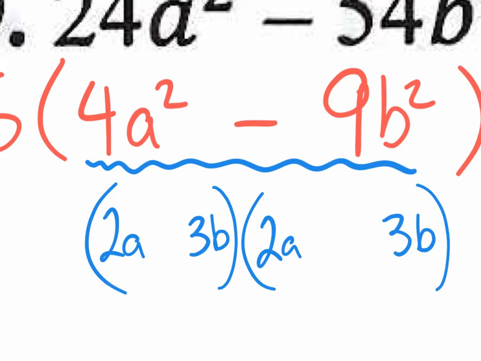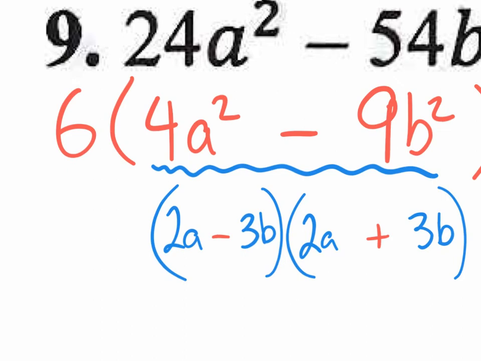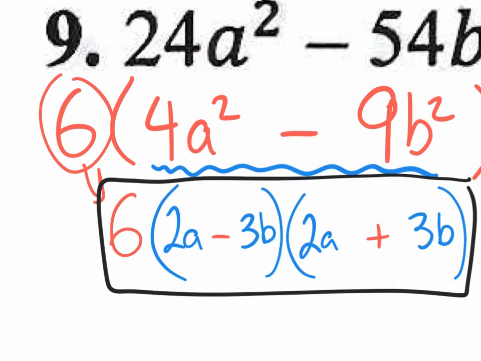And now because this is a binomial, there's no middle term, we know that they have to cancel out when we distribute. So one has to be a plus, one has to be a minus. Doesn't matter which order you go as long as the signs are different. And let's not forget about this 6 that we originally factored out. Bring that down. This is your final factored form answer.